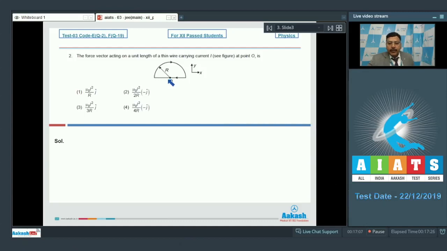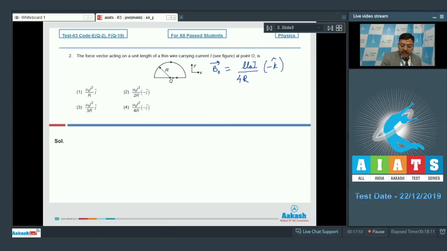So first, to find the magnetic force, we first find the magnetic field at point O. The magnetic field at point O is B, let's call it BO. We can see that the field due to this segment will be 0, and due to the semicircular part, the curved part, the magnetic field is mu naught I by 4r, and the direction of this magnetic field is inward, that means it's along minus k cap. So this is the magnetic field vector at point O.